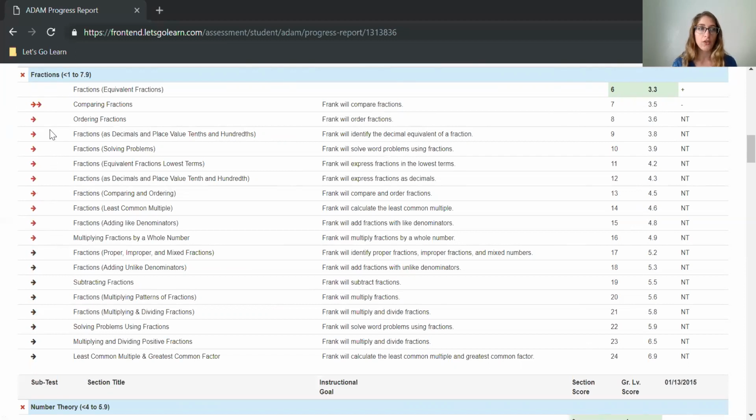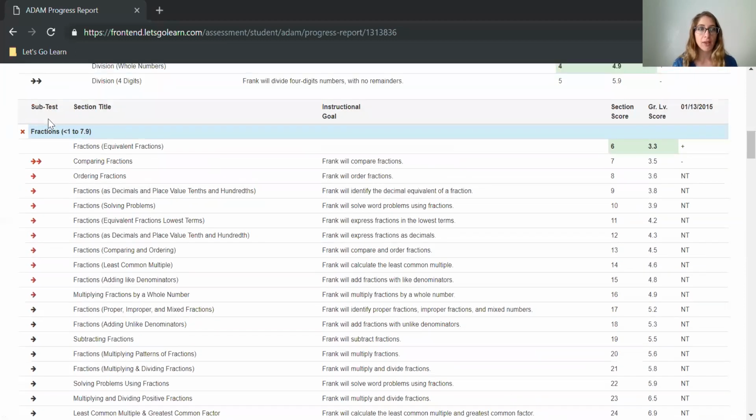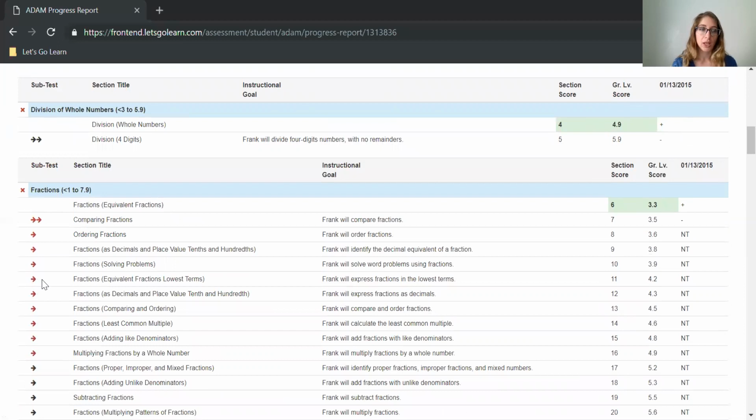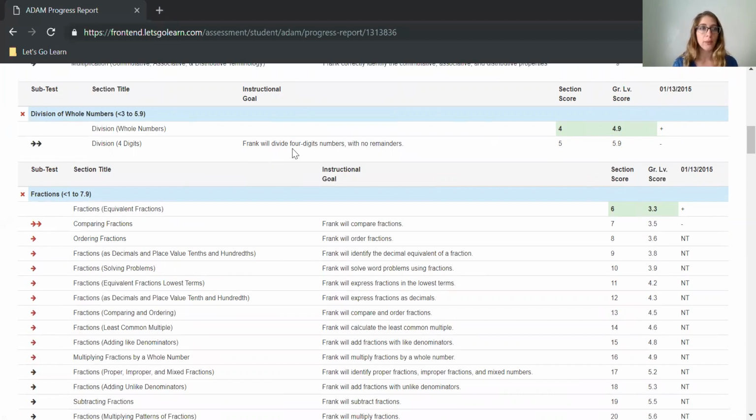So you want to look for areas that have a lot of red arrows. For example, looking at fractions, we can see this student, while they have a red X showing that they're below grade level in division, it is end of 4th grade. So the next skill is a 5th grade skill. So they may not have gotten here yet in the school year.